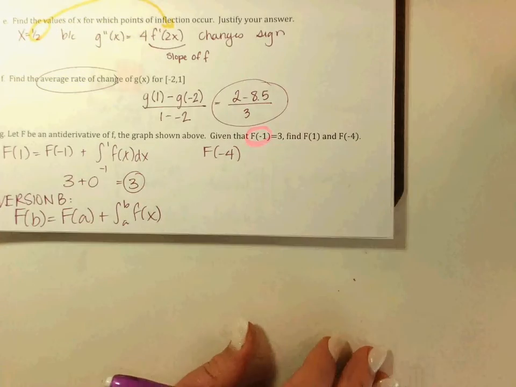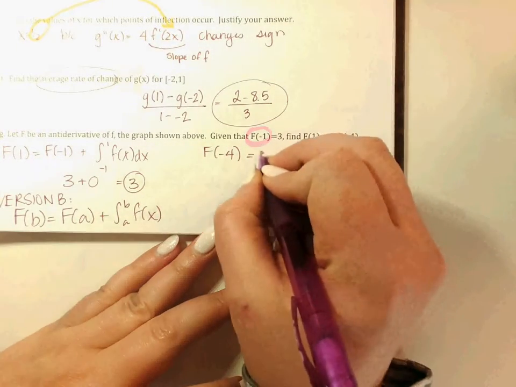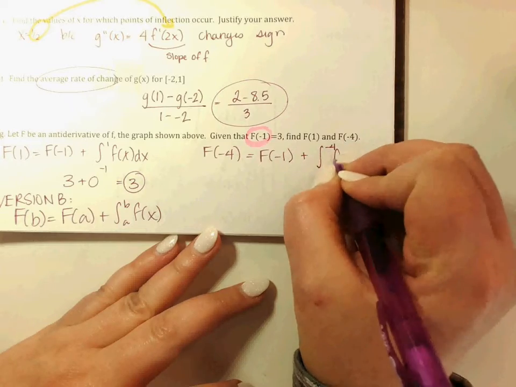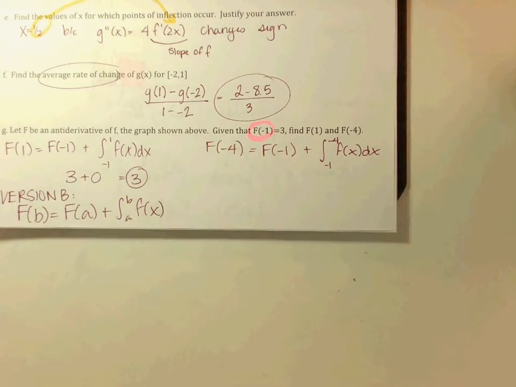Okay, F of negative 4. Where should I start? What F did they give me? F of negative 1. Negative 1 plus the integral from negative 1 to negative 4 of f of x dx. And remember, you keep this order. Whatever's here should be on the bottom. Whatever I want should be on the top. Now, after I write it, what do I notice about this? It's backwards, but I'll take that into account and just change the sign. Okay? So, F of negative 1 is 3.